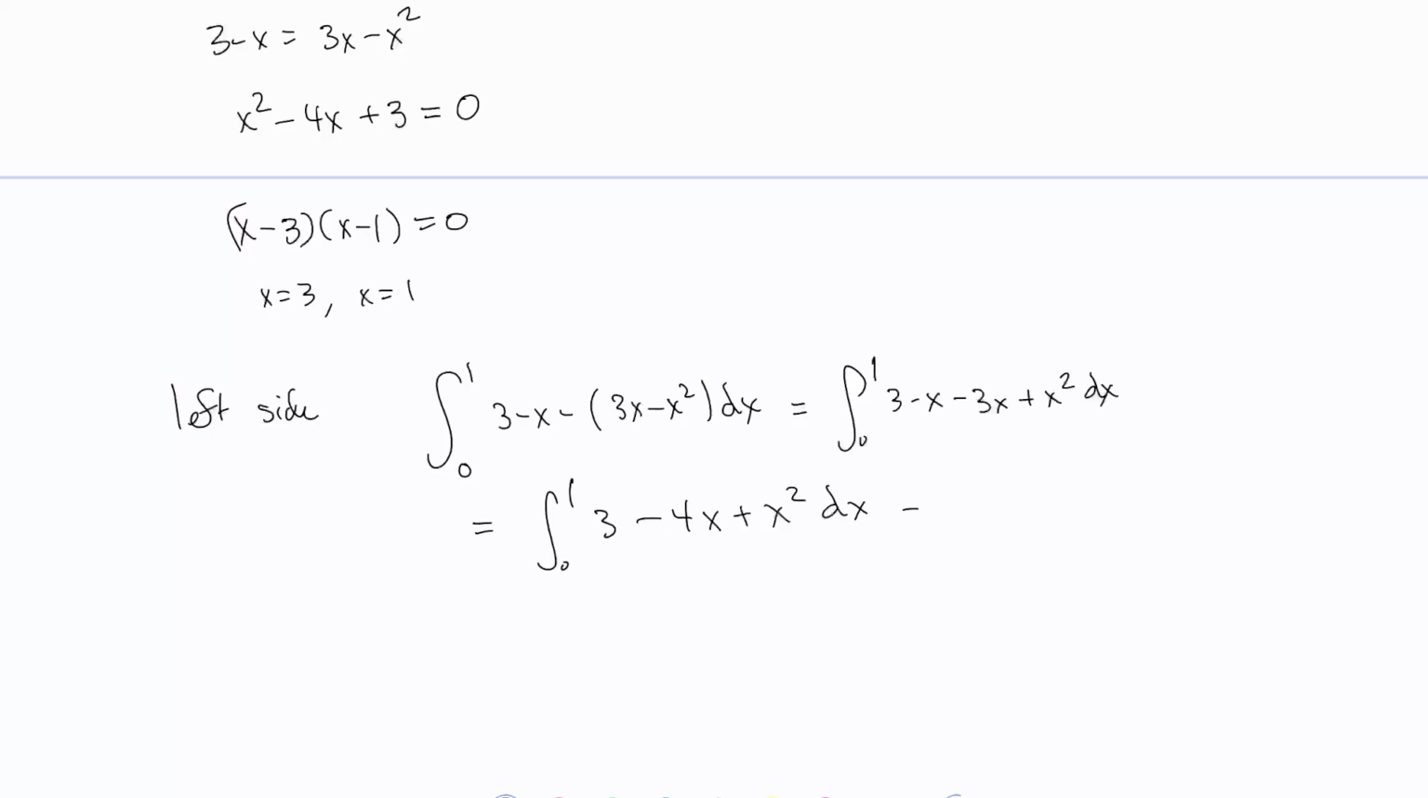Anyway, then we just do the integration. So this is 3x minus 2x squared plus 1/3 x cubed, and I plug in 0 and 1. That would be 3 times 1 minus 2 times 1 squared plus 1/3 times 1 minus a bunch of zeros. This is all going to be 0.